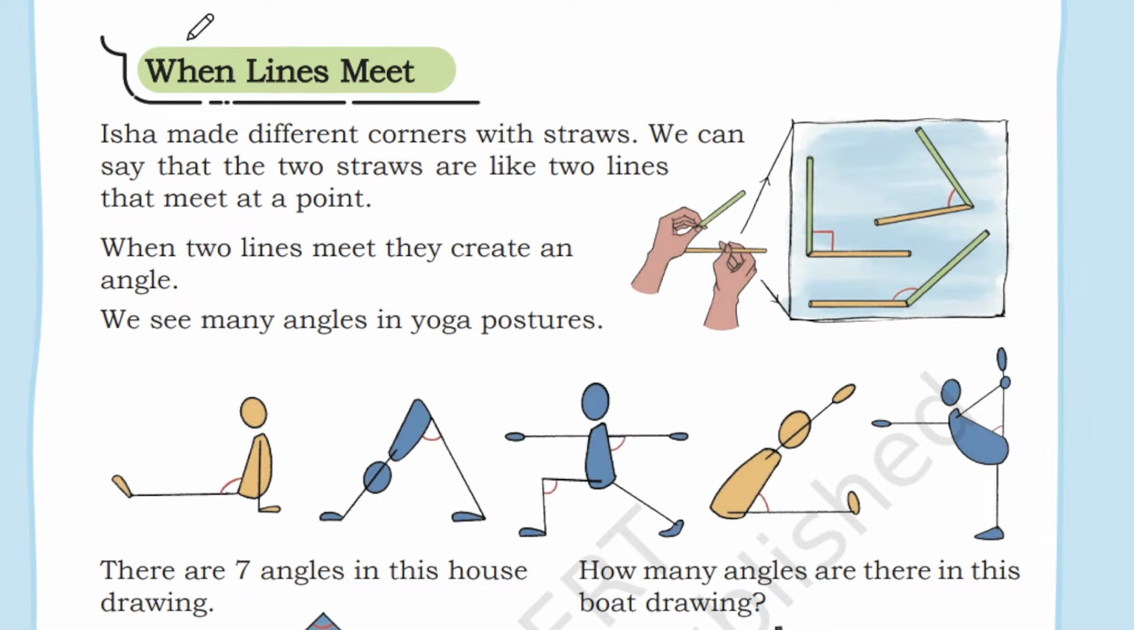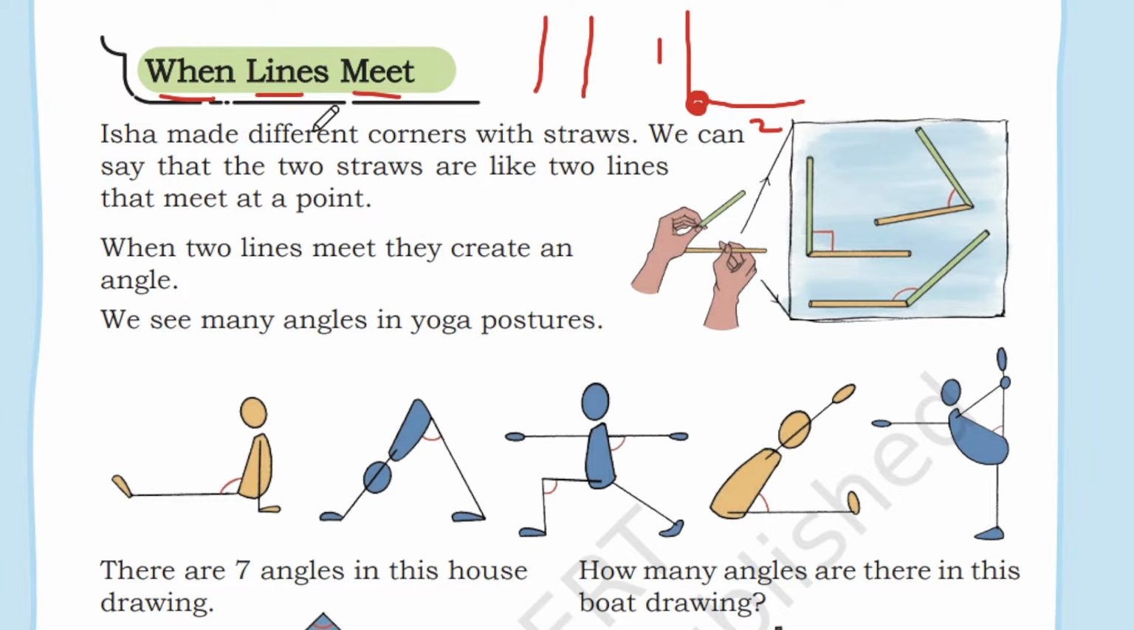When lines meet. For example, if we have lines here, one line and here one line, these lines are separate lines, they are not connected with each other. But when two lines meet each other, for example, this one line and this one line, if you see this point, these two lines, first line and second line, are meeting at this point. So that is called when lines meet.